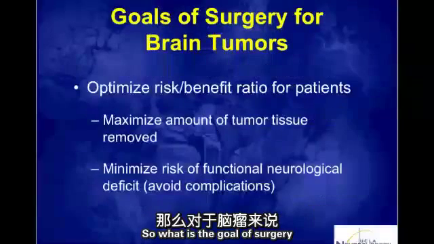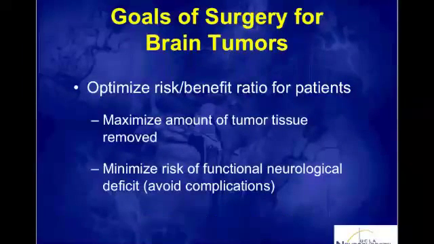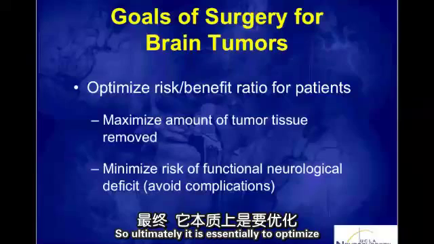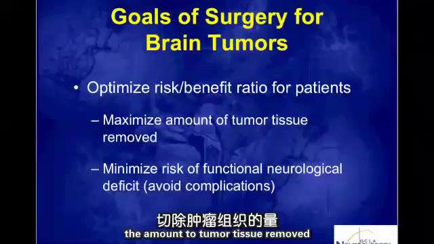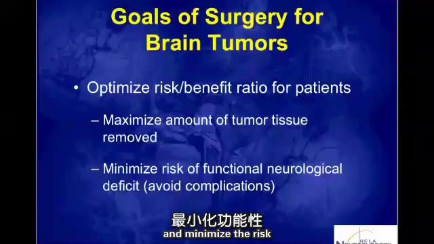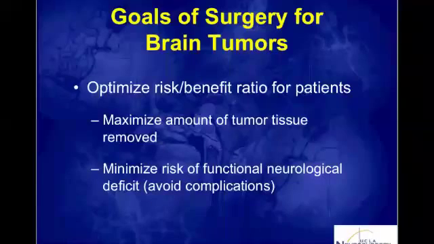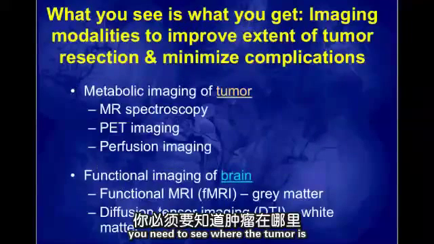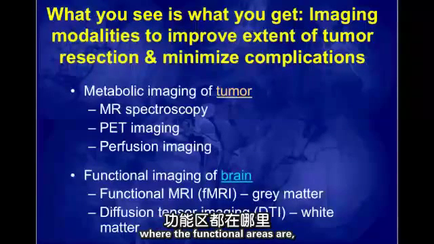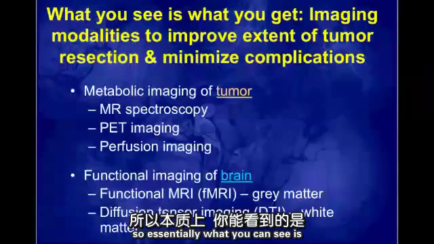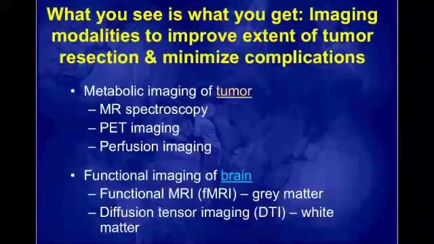So what is the goal of surgery for brain tumors in general and for glioma specifically? Ultimately, it is essentially to optimize the risk-benefit ratio for patients. So you want to maximize the amount of tumor tissue removed and minimize the risk of functional neurologic deficit, meaning avoid complications. In order to do that, you need to see where the tumor is, and you need to know or see where the functional areas are. So essentially, what you can see is what you can get. If you can't see the tumor, you won't be able to take it out, and vice versa.